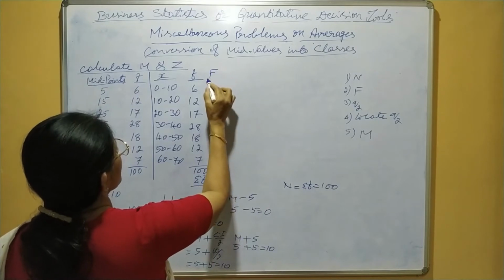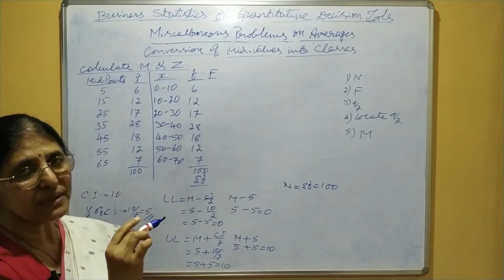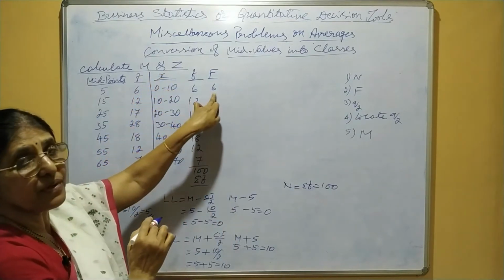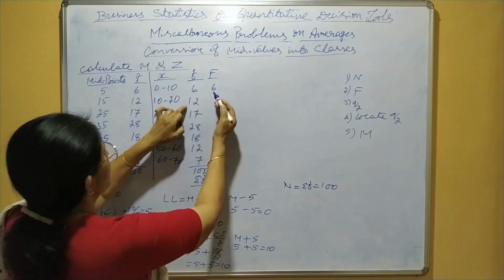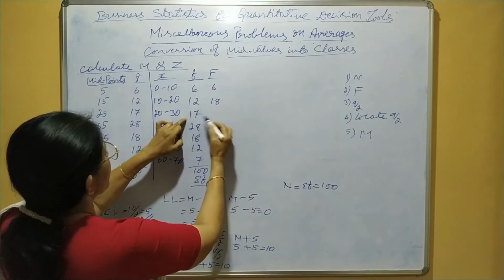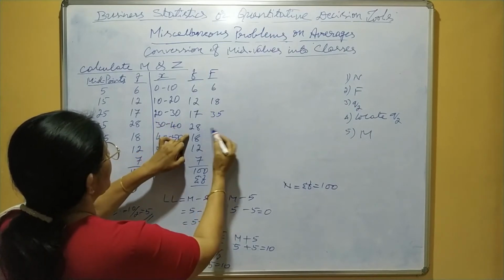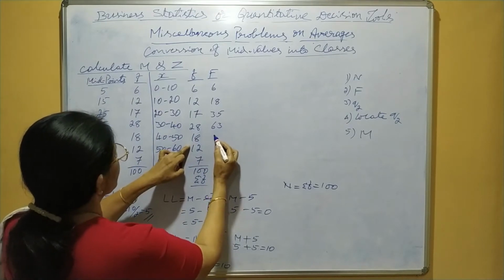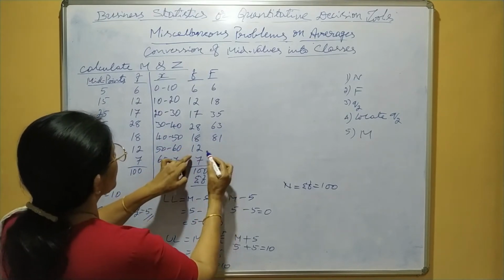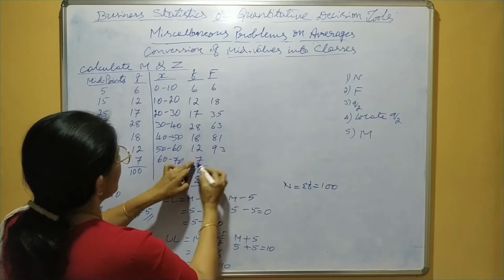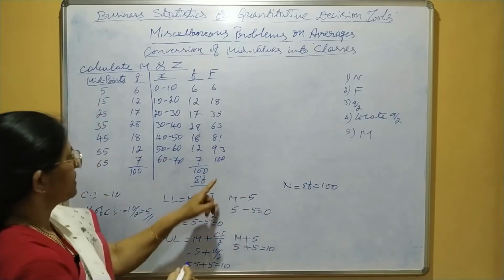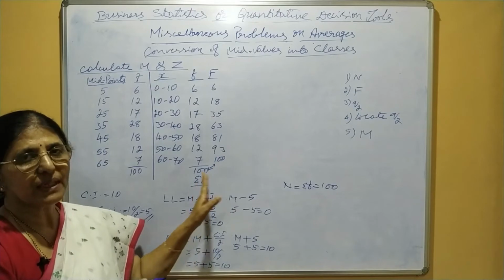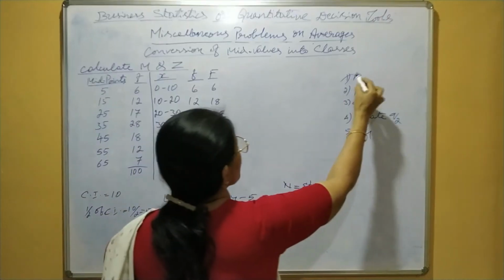Second step, take cumulative frequencies. Capital F means cumulative frequencies. The first simple or ordinary frequency and the cumulative frequency are one and the same. Next what we have to do? 6 plus 12, 18 plus 17, 35 plus 28, 63 plus 18, 81 plus 12, 93 plus 7, 100. See, these two, the last cumulative frequency and sigma f, both should be one and the same. Now, here n is over, F is over.